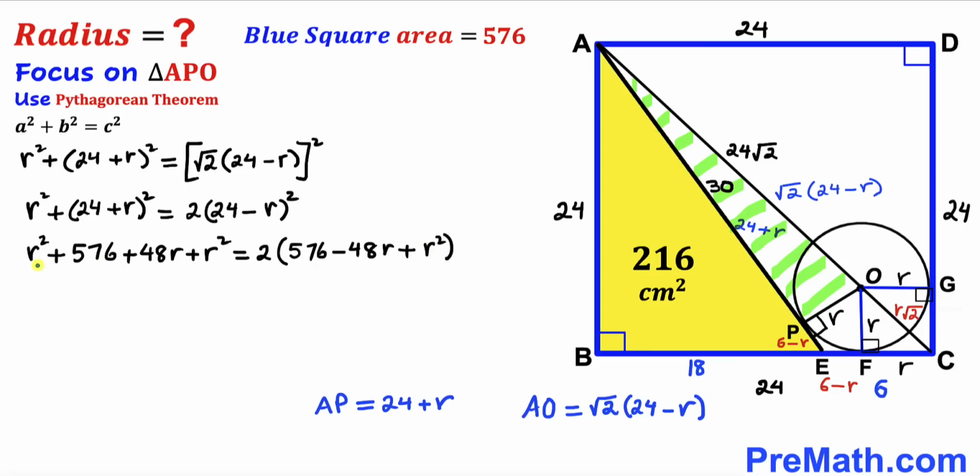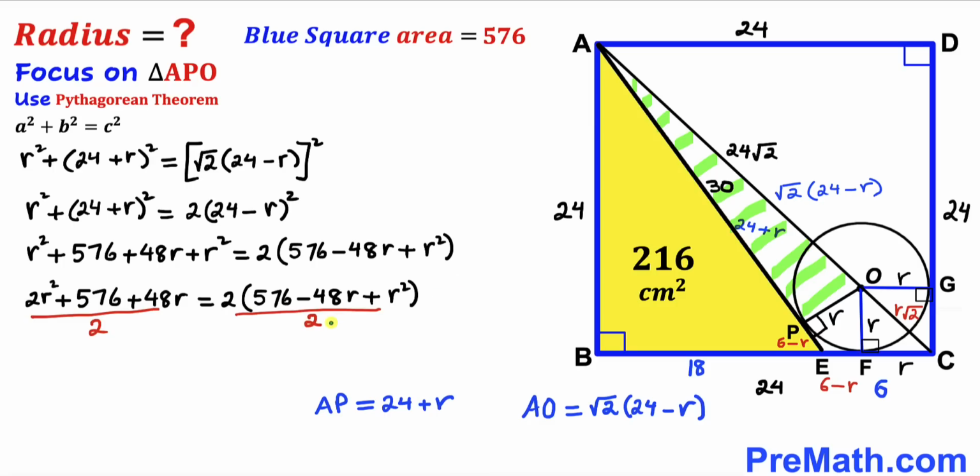And now we are going to combine these like terms on the left hand side, as you can see in this next step. And in this next step I'm going to divide both sides of this equation by 2, and here we can see 2 and 2 cancel out. So when we divide by 2 on the left hand side, that is going to give us r squared plus 288 plus 24r equal to 576 minus 48r plus r squared.